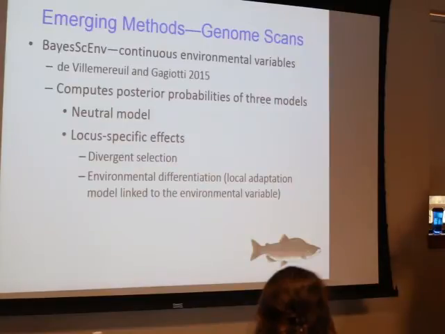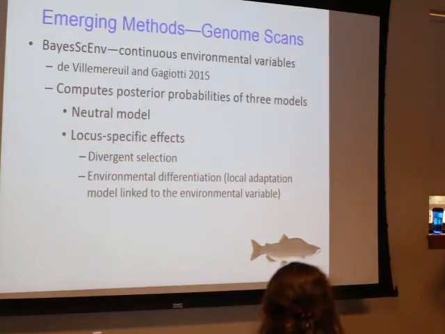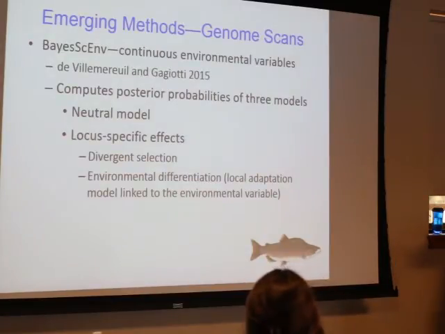So we're starting to see the merging of these 2 different ways of going about it. And instead of having the 2 models, the neutral and the divergent selection models, and the comparison that one would see in BayeScan, it's gone to these 3 models. So it has the 2 that are in BayeScan, and then it's comparing another model that has the environmental differentiation. So I haven't ever used this. I don't know if Laura has used this or not.